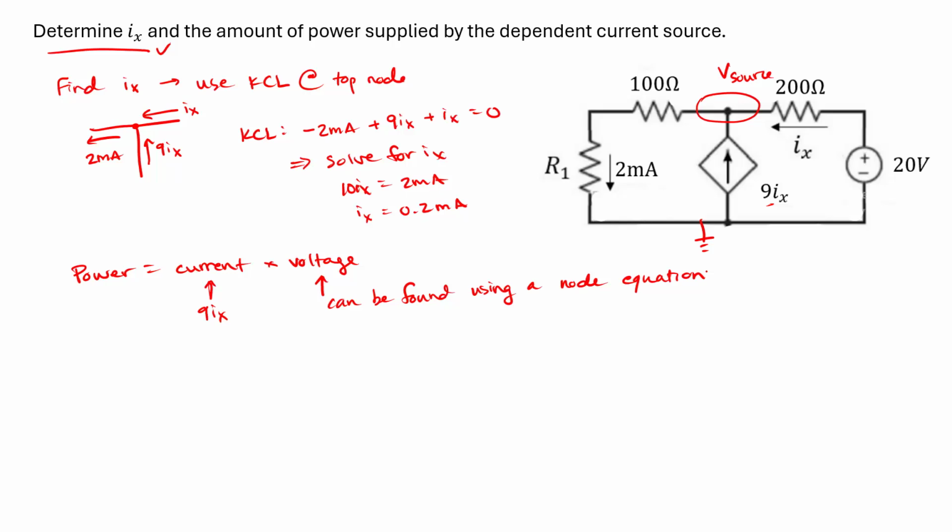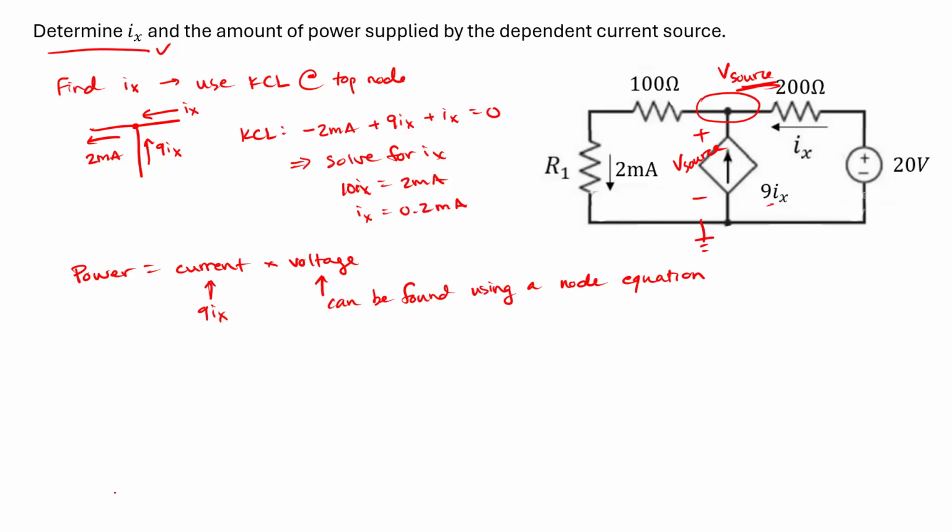That's not the only way to find the voltage here. You could have chosen to use Kirchhoff's voltage law or other techniques, but we'll go ahead and just illustrate how a node equation could be helpful to find this voltage. Because once we know the voltage of that 9Ix source, then we can plug it in to get our power supplied.